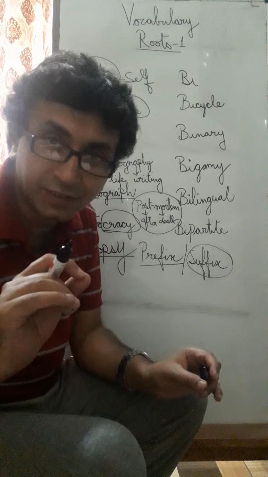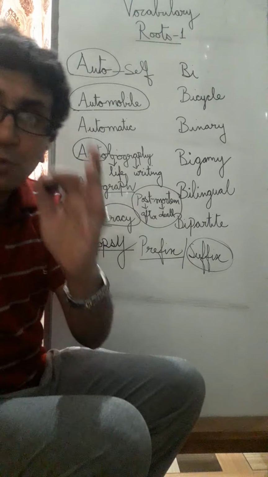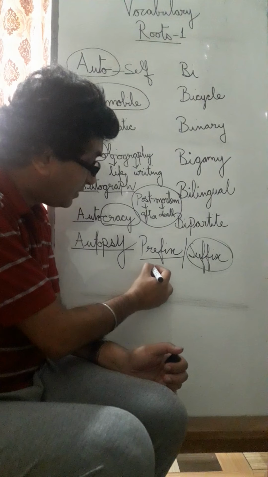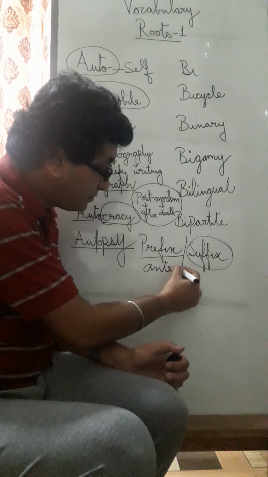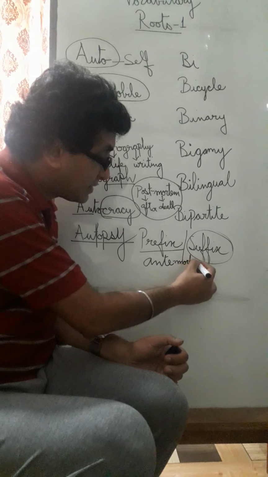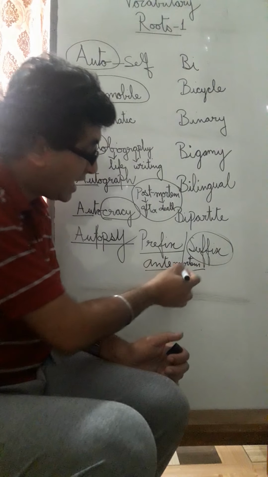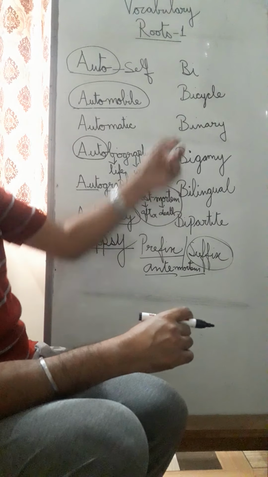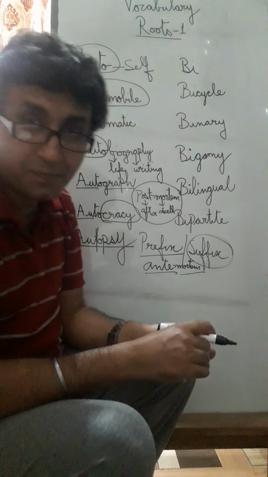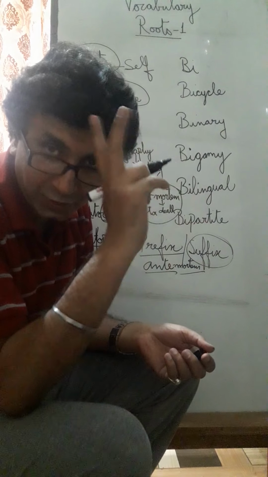Post-mortem means after death. So what would be the opposite of post-mortem? Let's look at that. The opposite of post-mortem would be ante. Ante means before. Mortem is death. So before death. Ante-mortem. I will take up the root ante in my next class. Don't worry. Coming to bi. Bi means two, not one.